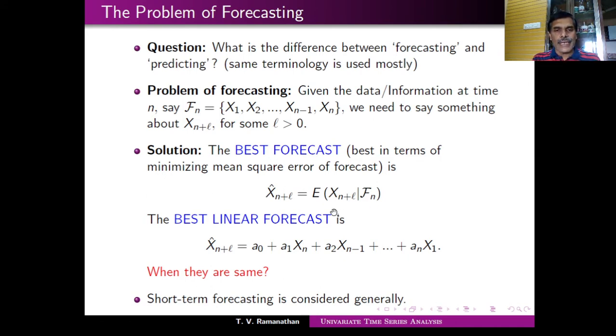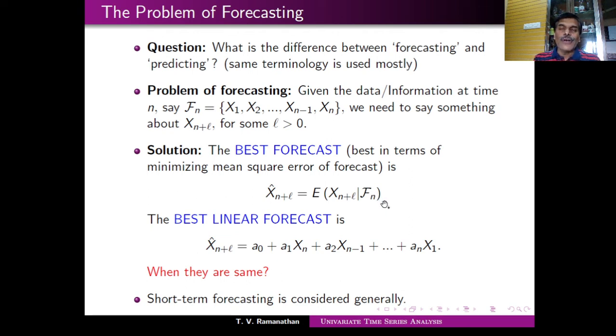So there are two things here. One is the best forecast or the best linear forecast, the best in terms of minimizing the mean square error. And that is given by the expected value of X_{n+l} given Fn, the one which minimizes this. This is known, so I don't have to prove this.